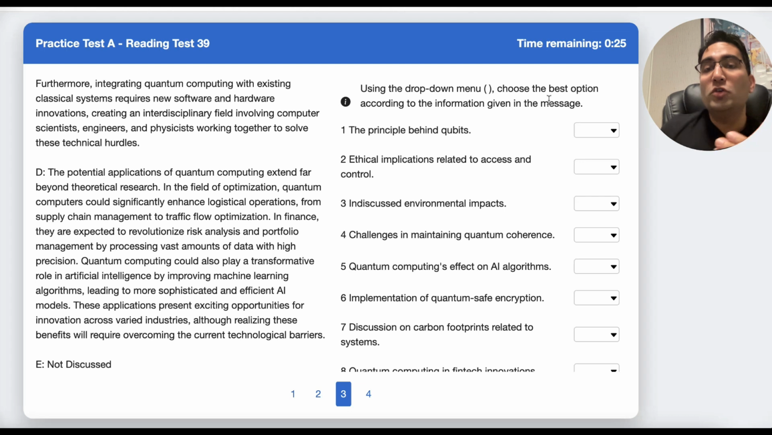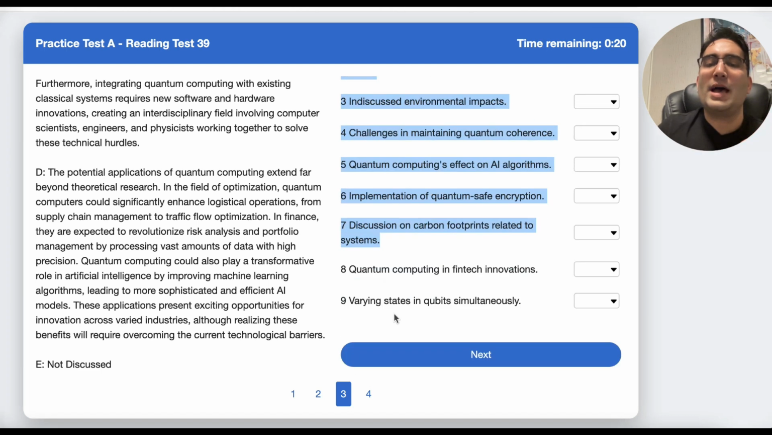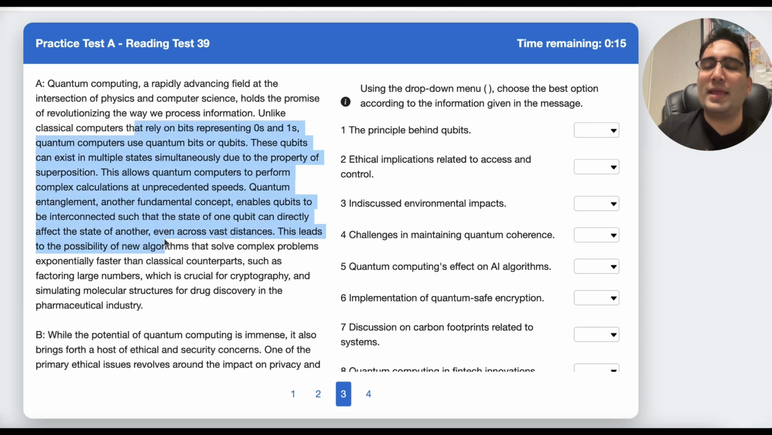This again is a huge problem when it comes to part 3, because here the technique is you have to look at all the 9 questions, understand the keywords, then go to paragraph A and then match it whenever you find a matching keyword.